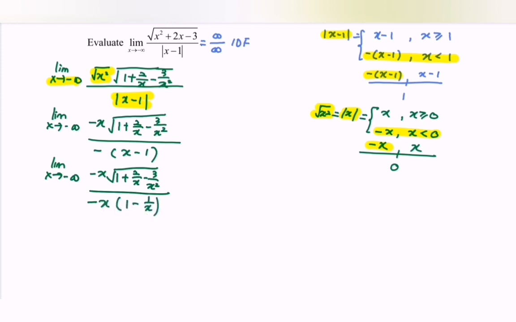If you simplify, limit when x approaches negative infinity, we have the square root of 1 plus 2 over x minus 3 over x squared over 1 minus 1 over x. If we substitute the negative infinity, here we will have 0, here we will have 0, here we will have 0. So at the end, the value of y will be approaching 1.